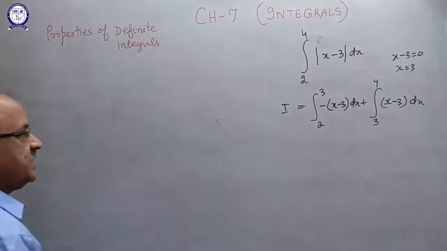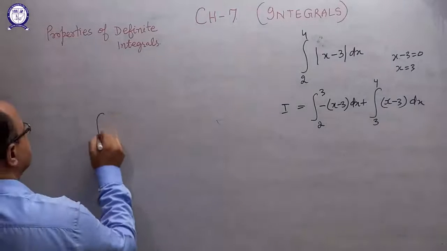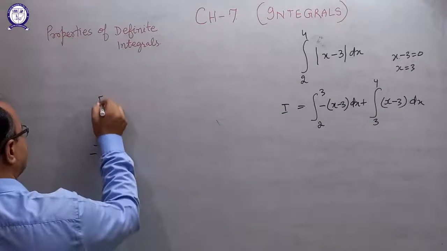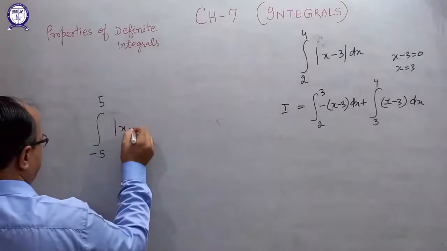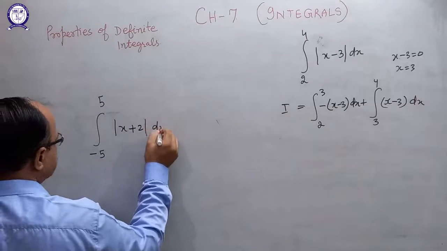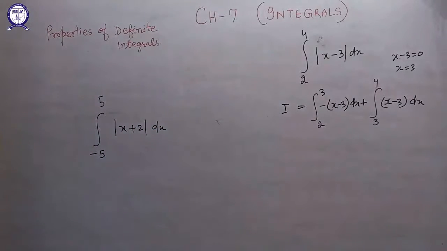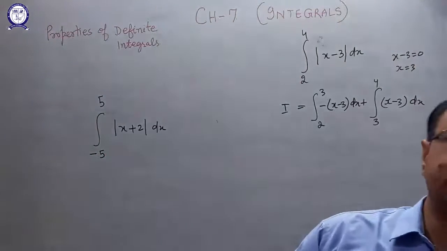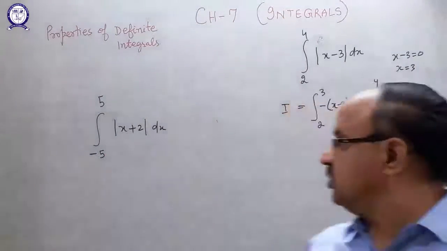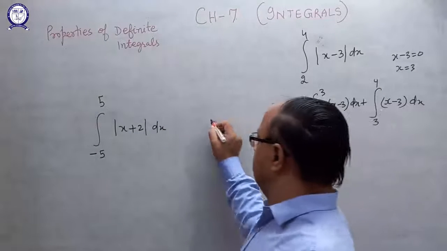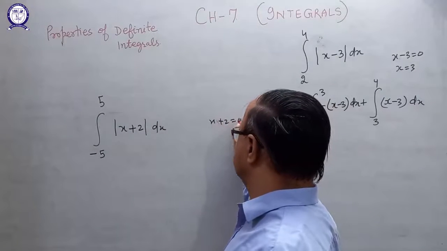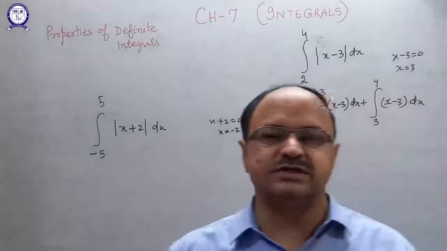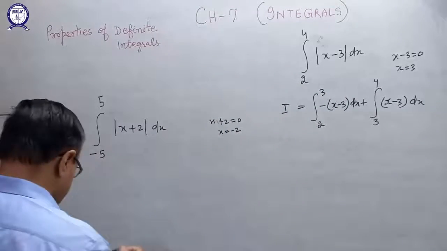Now we take another example of modulus function: integration minus 5 to 5, mod of x plus 2 dx. Can you tell me the turning point of the modulus function? Put x plus 2 is equal to 0, then x is equal to minus 2. It means minus 2 is the turning point.